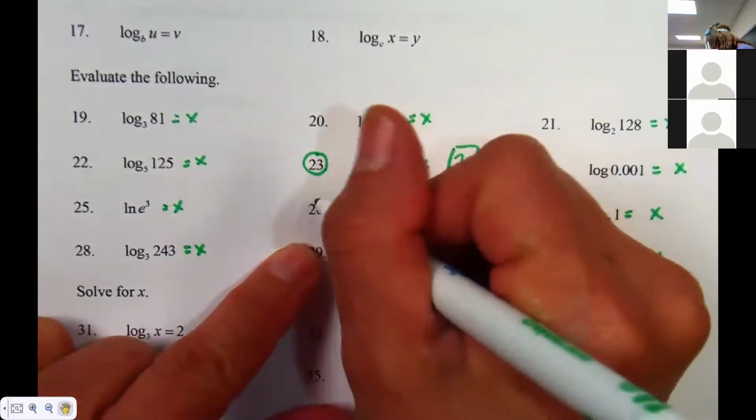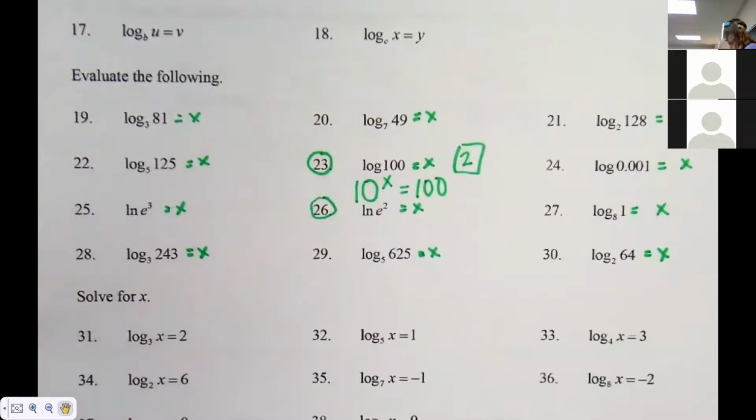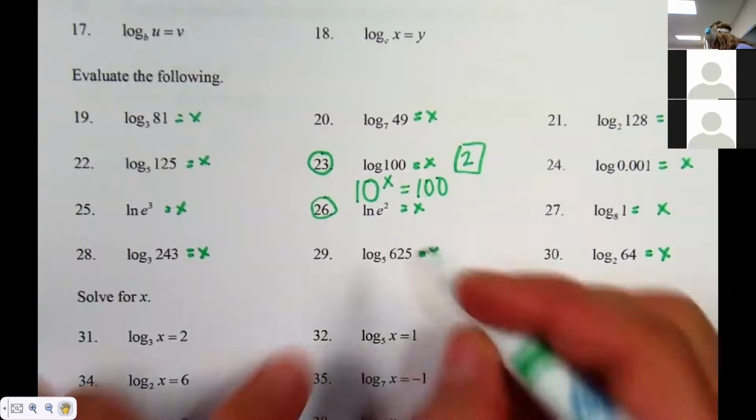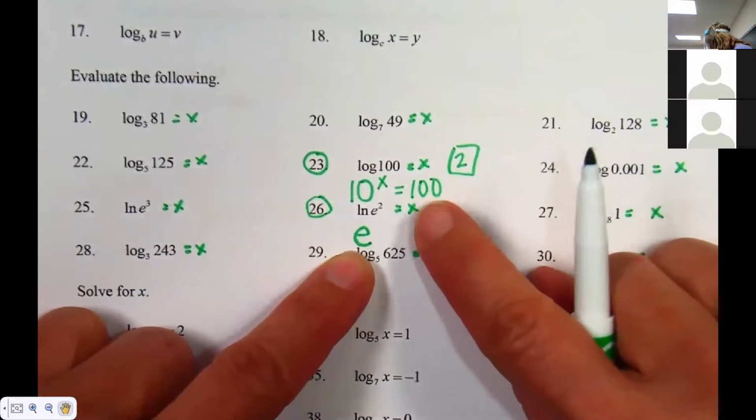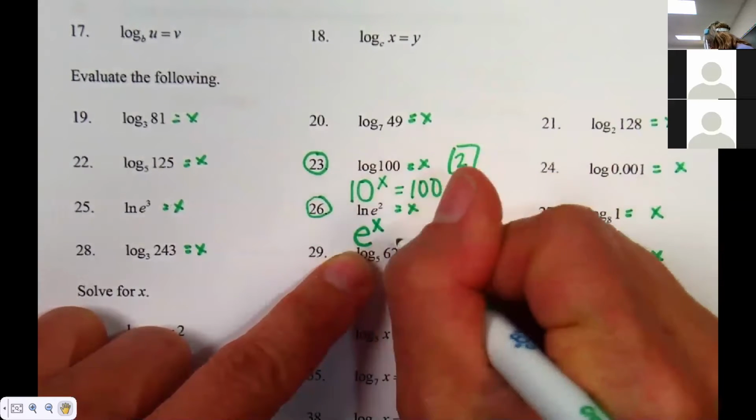I also want to do 26. Let's do a natural log of e squared. Now remember that ln, that is understood to have a base of what? That's right. And all logs equal exponents. So e to the x equals e to the 2.